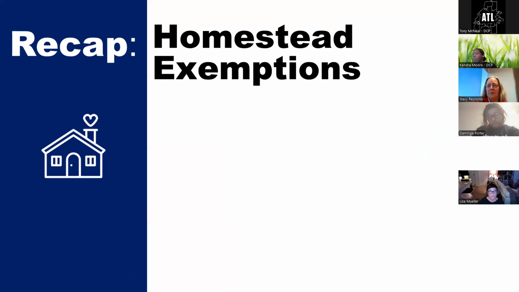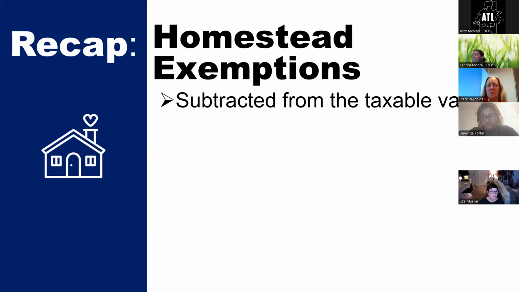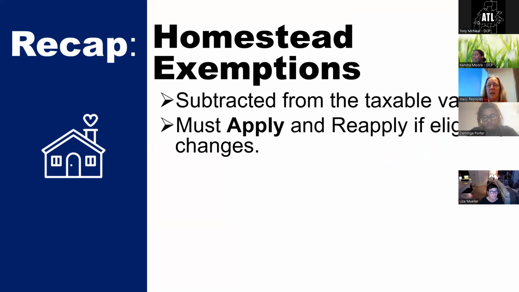Okay, quick recap, and then we'll go into questions. Homestead exemptions get subtracted from the taxable value. Again, it's your big fat discount coupon. You must apply for the exemptions. And if, as you age or fall into some of those other categories, you need to reapply. You need to go back and apply again. Now, with almost all of the exemptions, once you apply once, you're going to continue getting them as long as you continue to be eligible.